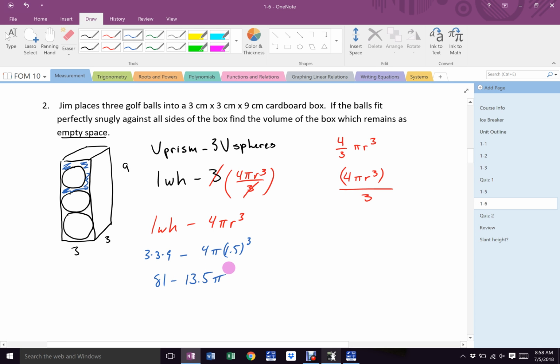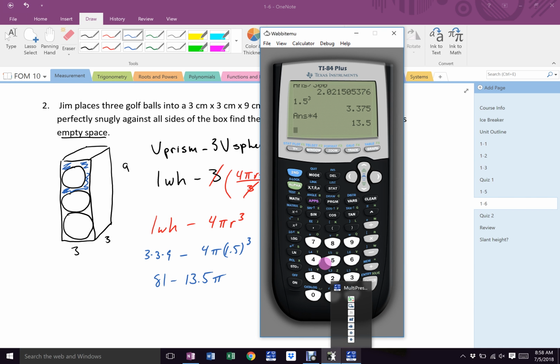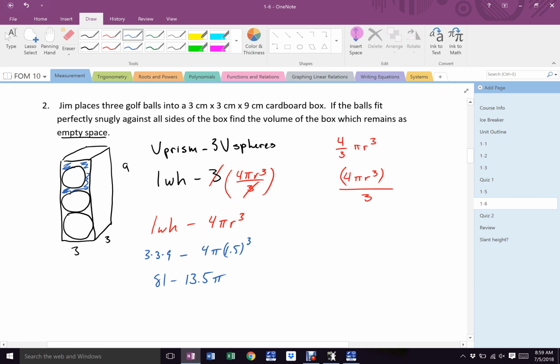Mr. Myers has said he wants you to leave it like this, yes? Right? But does that answer help the people that are going to make this box for you? No. So in this situation, what would I want to do? I want an actual number, right? I would do 81 minus 13.5 times pi. So I would actually punch that into my machine, which is 81 minus 13.5 pi. 38.6. Everybody cool?